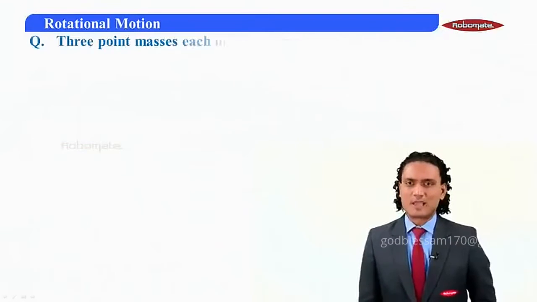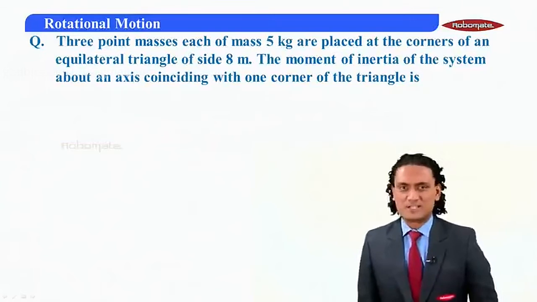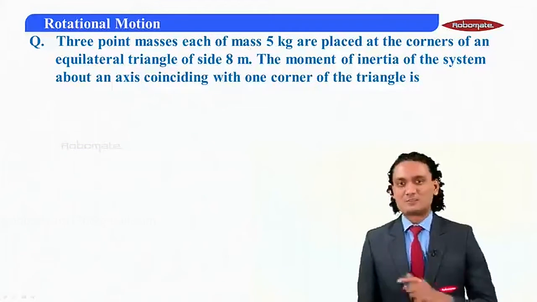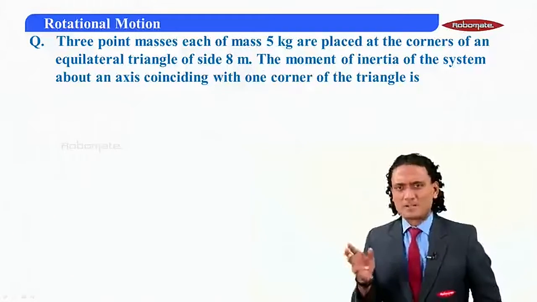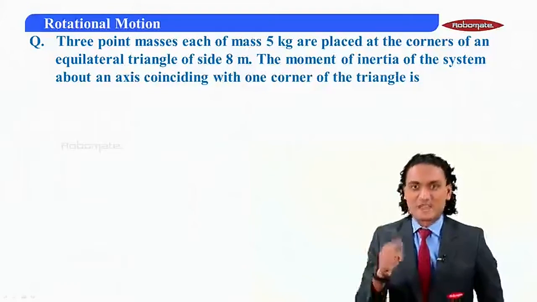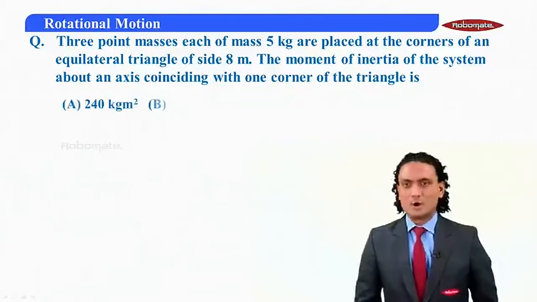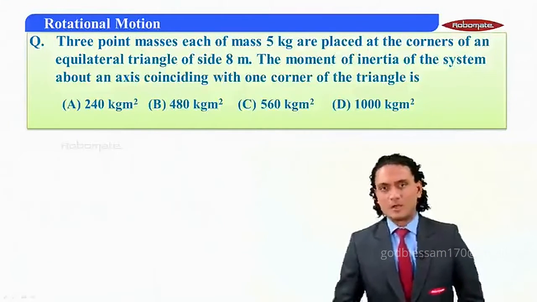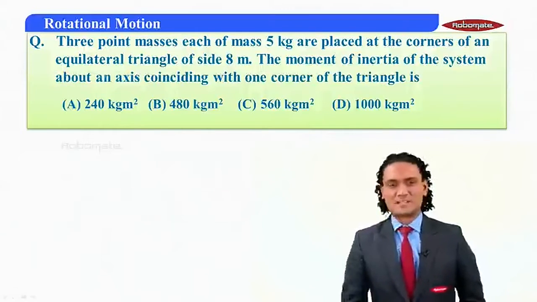First, let us take a look at the question. 3 point masses, each of mass 5 kg, are placed at the corners of an equilateral triangle of side 8 meter. The moment of inertia of the system about an axis coinciding with one corner of the triangle is. What are the options? Option A is 240 kilogram meter square, option B is 480 kilogram meter square, option C is 560 kilogram meter square, and option D is 1000 kilogram meter square.